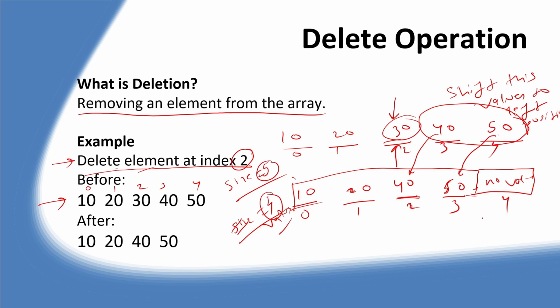So deletion means removing an element from the array. After deleting an element, all remaining elements move one position to the left to fill the gap. I hope this is clear now.